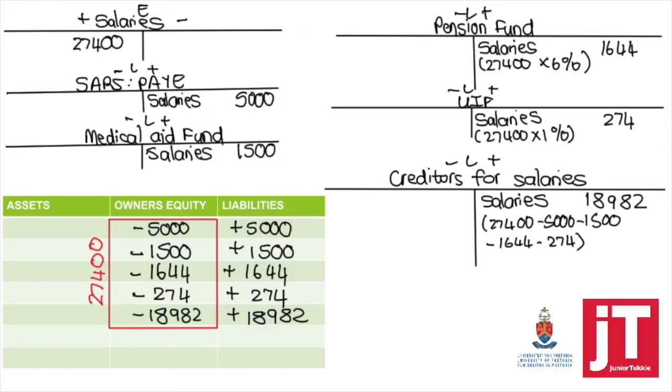Effect on the accounting equation: owner's equity minus. Every time our expense increase, it will have a negative effect. This is if we show each one separately. If I add it together, it should equal the 27,400, which is my gross salary. All the liabilities is money owed, therefore plus. Nothing happened with my assets.